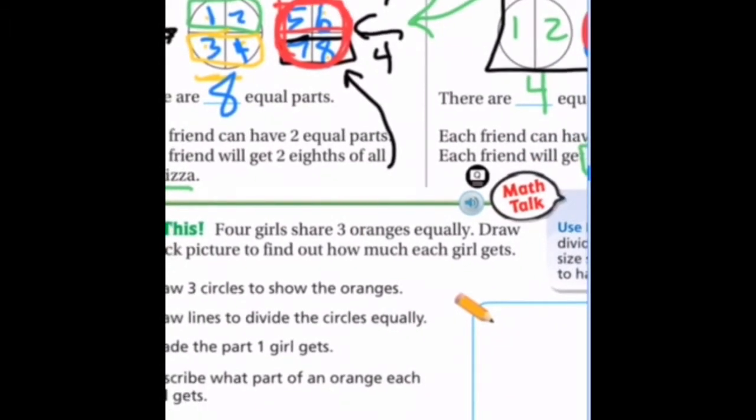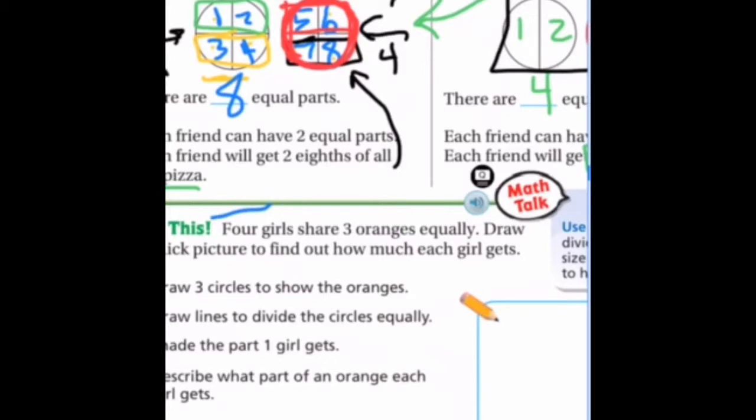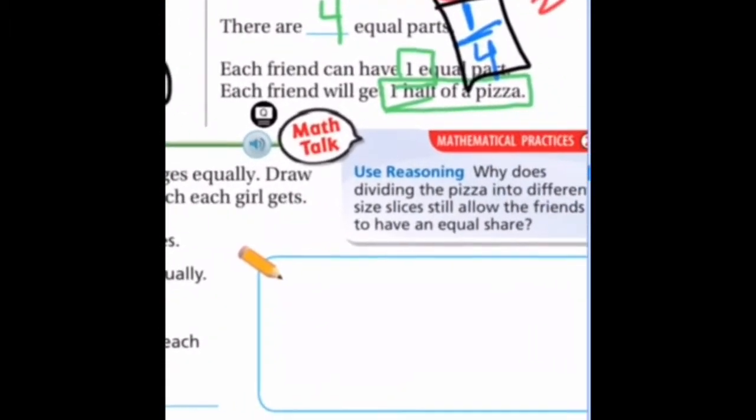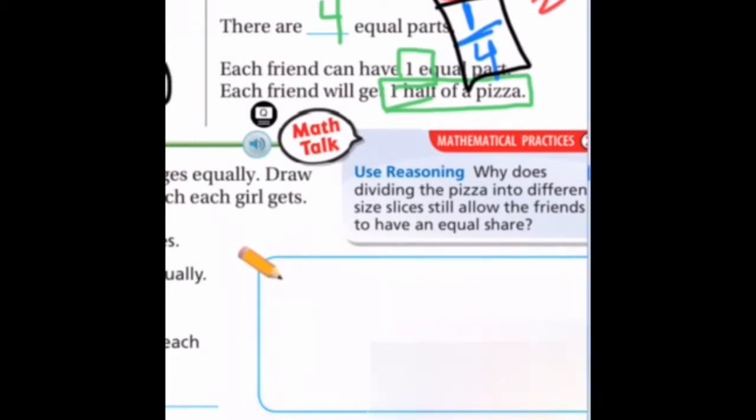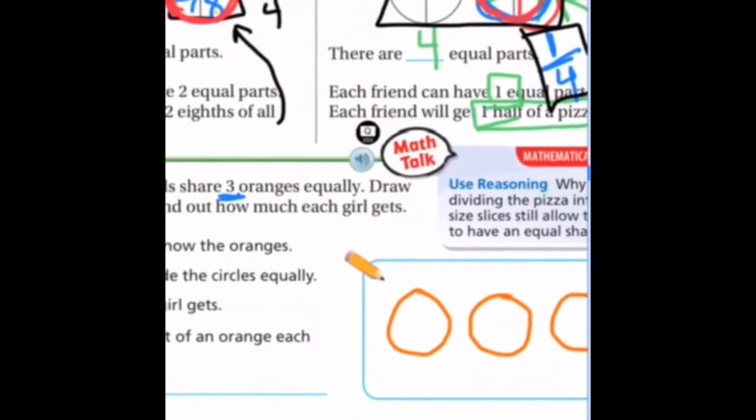It says 4 girls, and that's important, we have 4 of them, share 3 oranges equally. Draw a quick picture to find out how much each girl gets. So the first thing we're going to do here is draw 3 circles to show the 3 different oranges. And I don't really have orange very well. Maybe I can use orange. Okay. So 1 orange, 2 oranges. Now I have my 3 oranges.